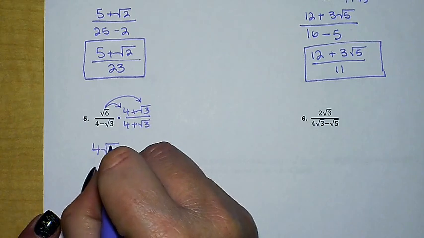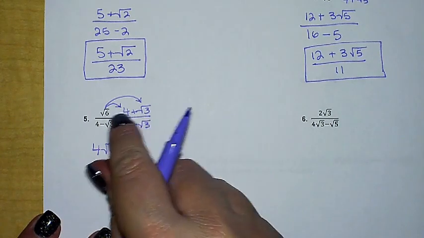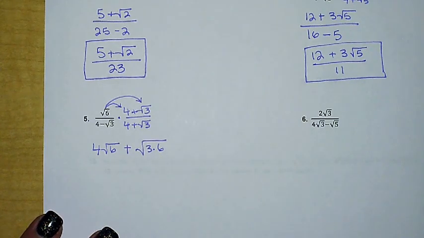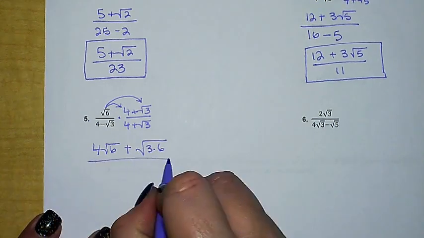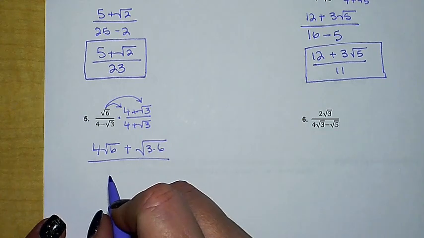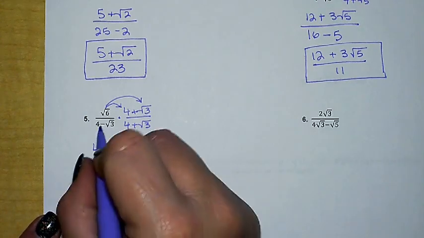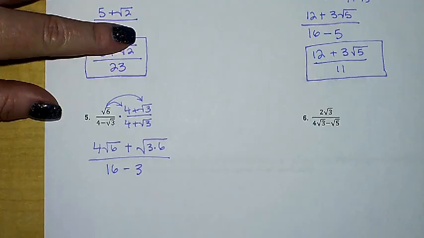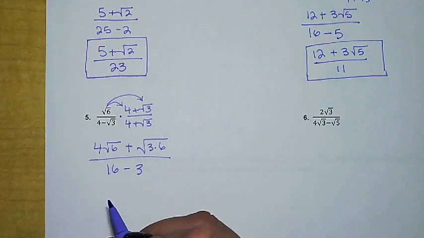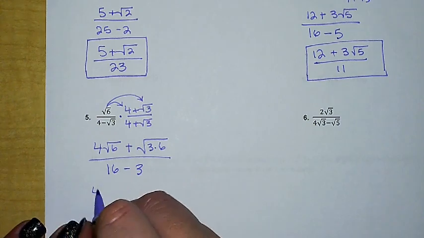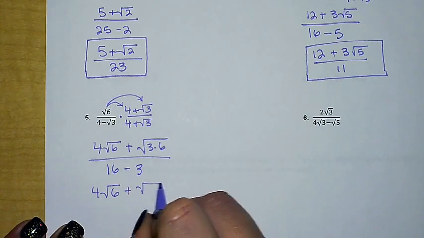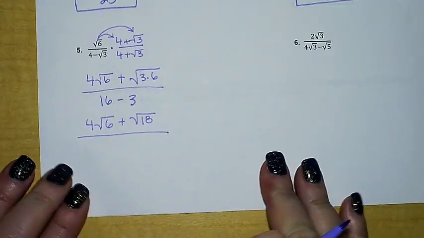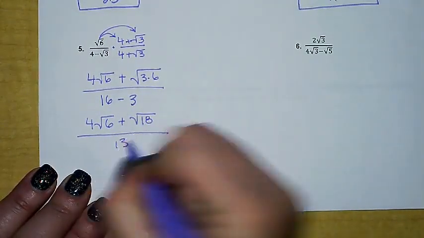And we're going to get 4 times the square root of 6 plus the square root of 3 times 6, which we can solve and get the square root of 18 there, right? But let's go with the bottom real quick. We're going to square that first term minus 3. Now we've got some cleaning up to do. So I've got 4 times the square root of 6. I can't do anything with that quite yet, but what I can do is make that an 18, right? Because 3 times 6 is 18. And then 16 minus 3 is 13.